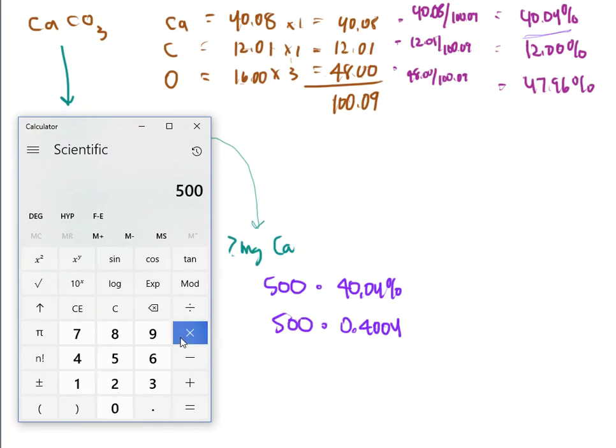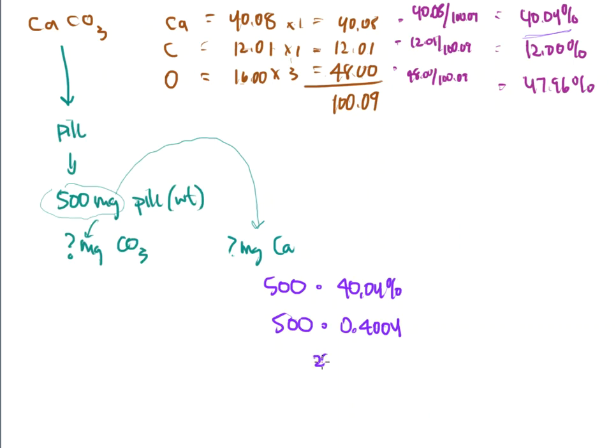So 500 times 0.4004, enter, gives me 200.2. So 200.2 milligrams, because it was milligram in the question, 200 milligrams is coming from calcium out of the 500. That's the power of percent composition. That's the types of problems that we use percent composition in most often.